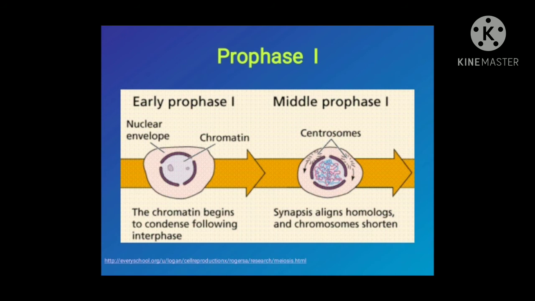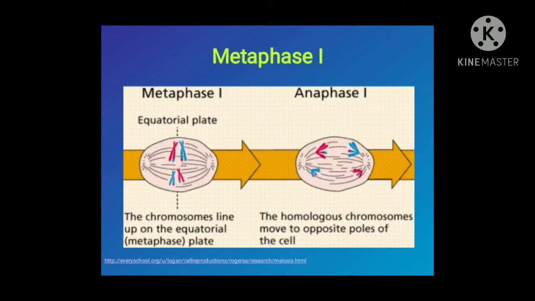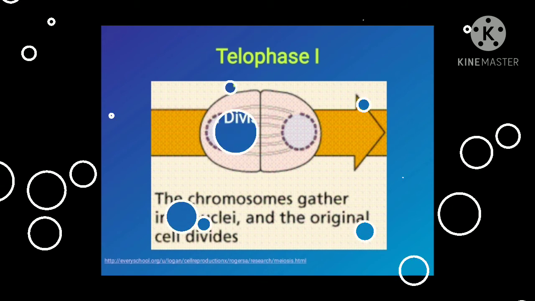As you can see in the prophase 1, the chromatin begins to condense following the interphase, and synapses align homologs and chromosomes shorten. In the middle prophase 1, the chiasmata become evident, and in the late prophase 1, the coiling and shortening of the chromosomes continue. In the metaphase 1, the chromosomes line up on the equatorial metaphase plate, and then go to the anaphase 1, in which the homologous chromosomes move to the opposite poles of the cell. Lastly is the telophase 1, in which the chromosomes gather into nuclei and the original cell divides.